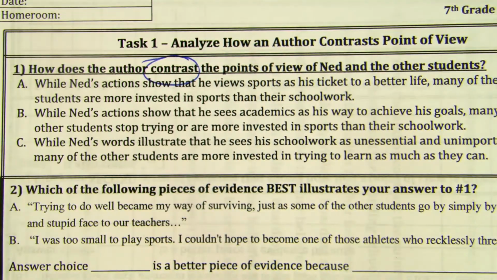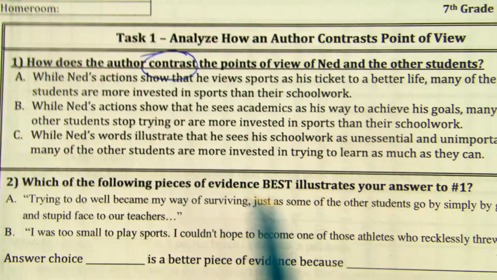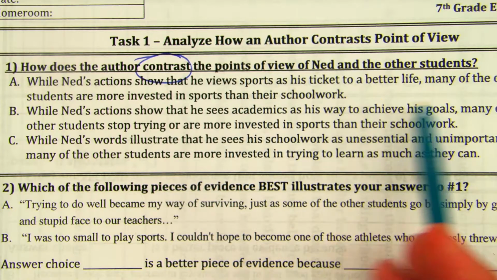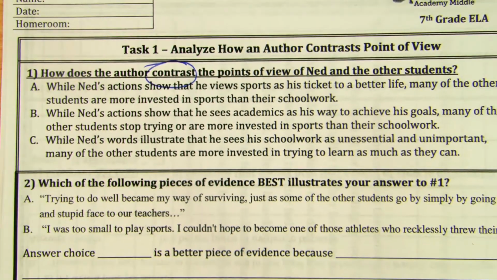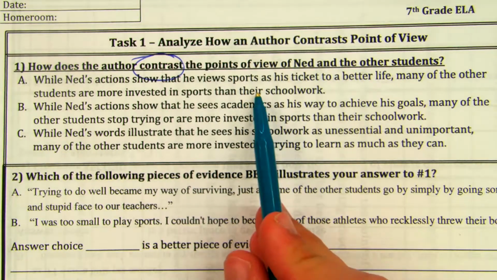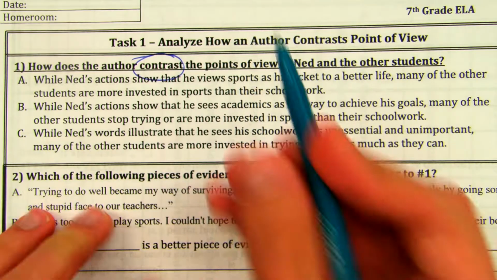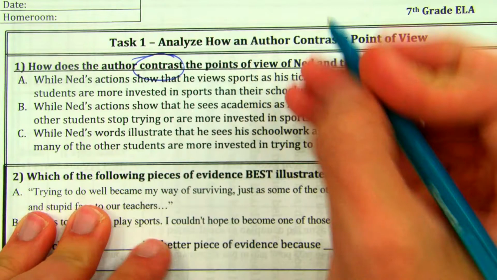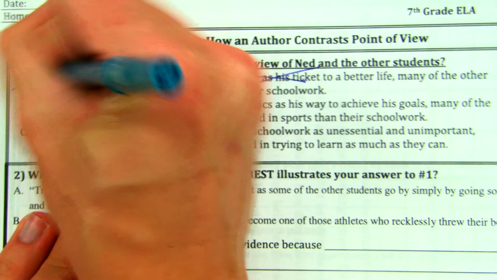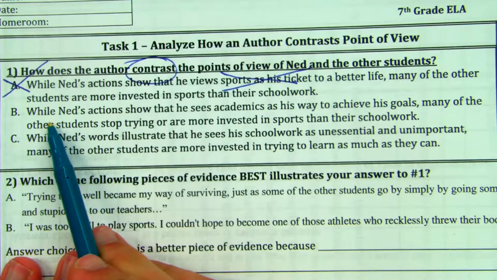So let's see. How is Ned's point of view different from the other students? A: While Ned's actions show that he views sports as his ticket to a better life, many of the other students are more invested in sports than their schoolwork. Well, I know there's already a part here that's wrong, because in the text, Ned did not view sports as his ticket to a better life, so that means A is wrong.